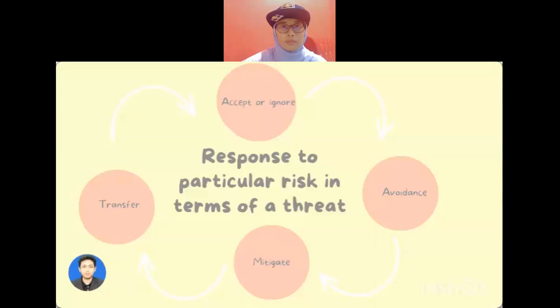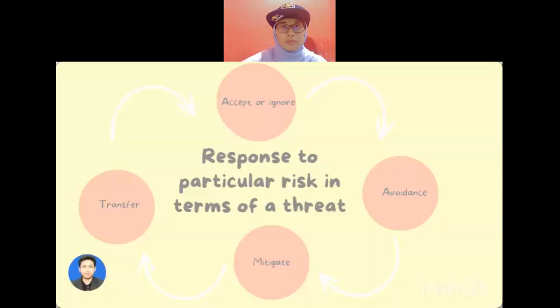Next one is avoidance. The avoidance strategy focuses on taking steps to avoid the risk altogether. In this case, an active approach is made to eliminate or prevent the possibility of the threat occurring. The next one, mitigate. The term mitigate means to lessen. Therefore, a mitigation risk strategy focuses on lessening the probability or the impact of the threat if it does occur.